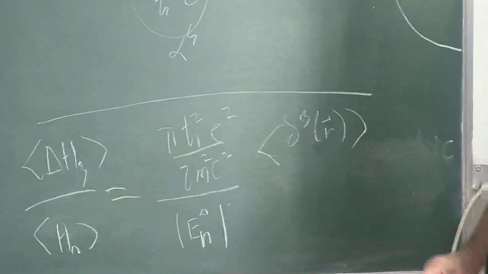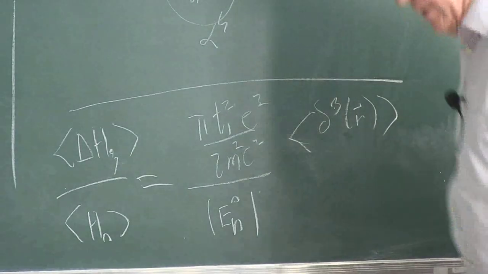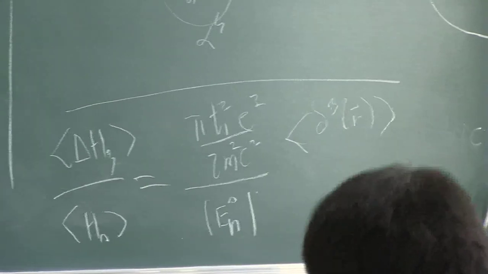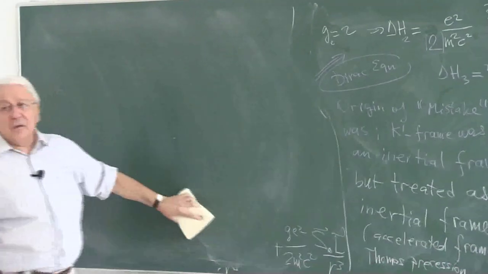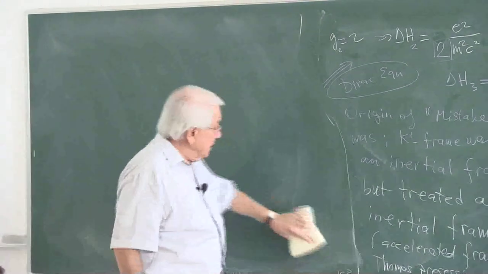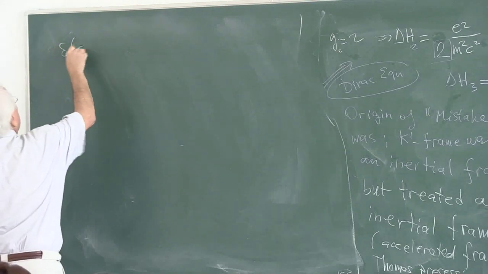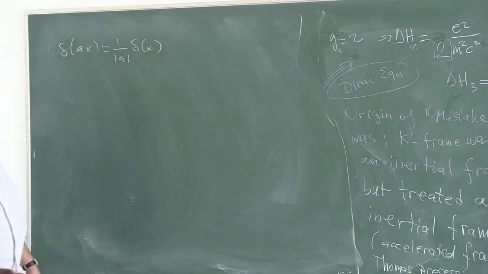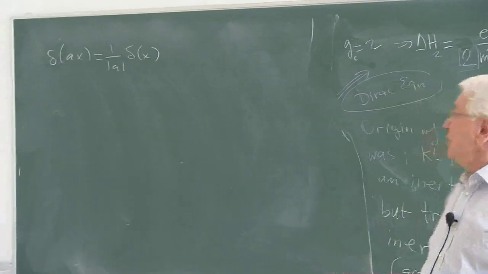Now, how do I estimate this one? We have to remember the scaling property of the delta function. Let me remind you of that, and we'll use it there. This scaling property can be immediately checked against the very definition of the Dirac delta, because there is a defining relationship, and in that you can really check it. It is the following: delta of ax is 1 over a times delta x. How do you do that? You just integrate this. The integral should be 1, and then you immediately get that this is the scaling property.